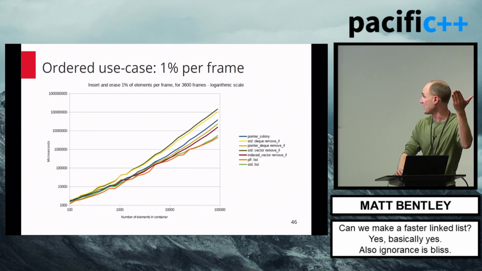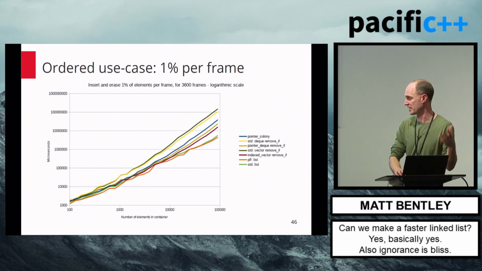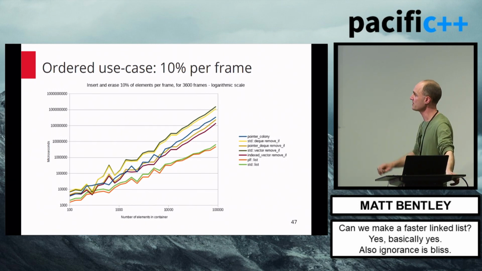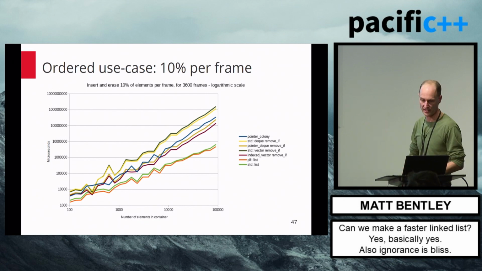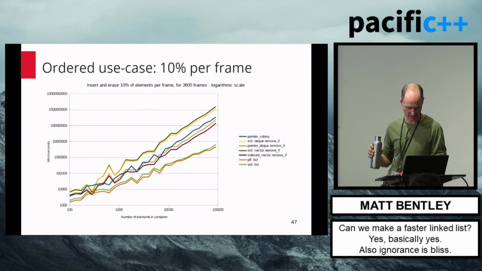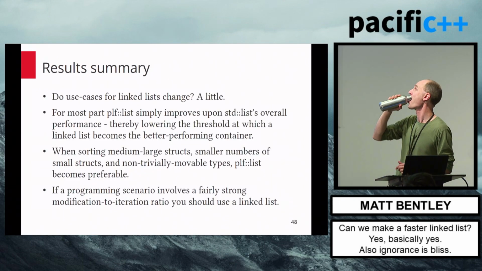And if we up that again to 10% of all elements, which is kind of ridiculous, but for the sake of argument, we'll go with it, up it to 10% per frame, then again we get a much greater increase of performance for linked lists. And that is, thankfully for your sanity's sake, the end of the benchmarks.